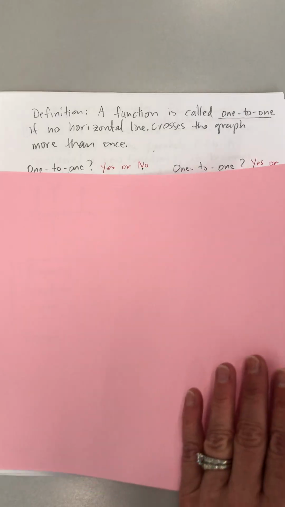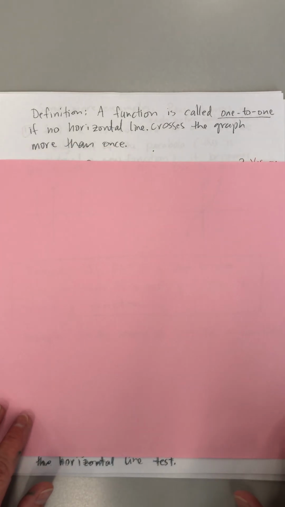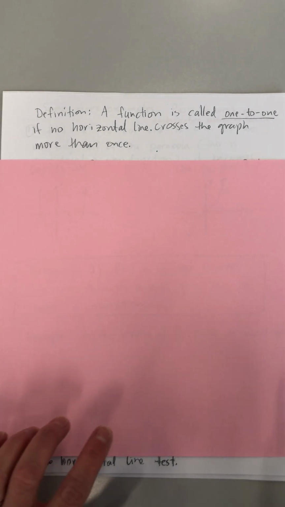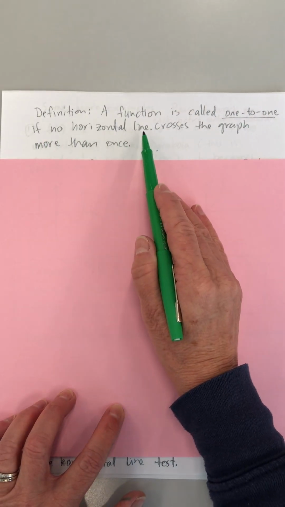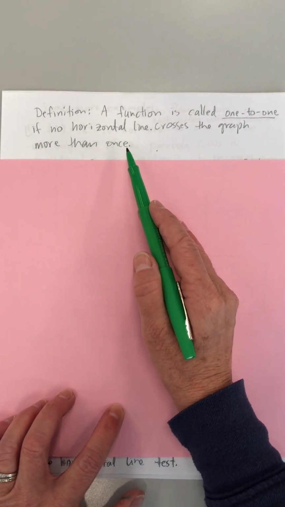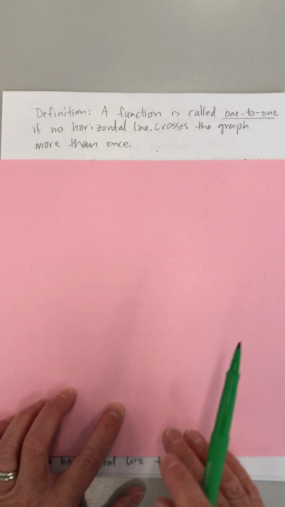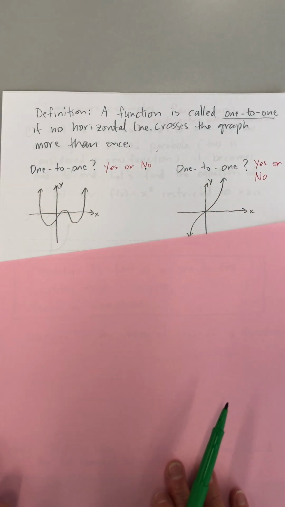All right, so we have something that we kind of look at to test for that, but we actually also have this definition. A function is called one-to-one if no horizontal line crosses the graph more than once. Okay, so one-to-one means no horizontal line crosses the graph more than once. So let's test these two right here.